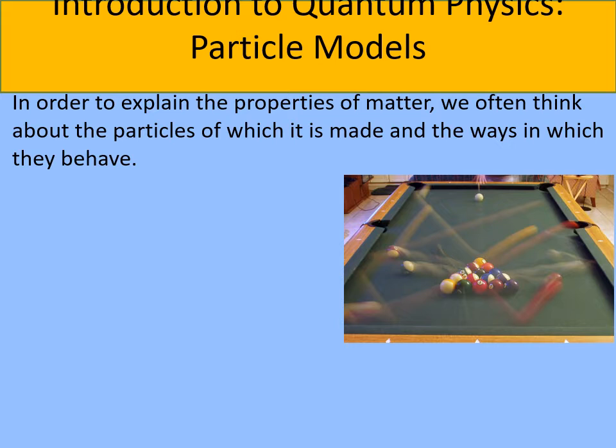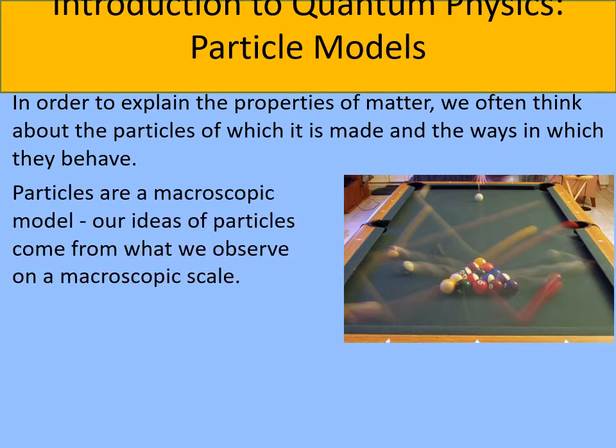Here we have a picture of a pool table and pool balls. They provide a very good model for behavior of particles on a much smaller scale. Particles are a macroscopic model. That basically means that they're larger scale models. So our ideas of particles come from what we observe on a macroscopic scale, for example, looking at the motion of the stars and the planets, working with trolleys and balls in a lab.